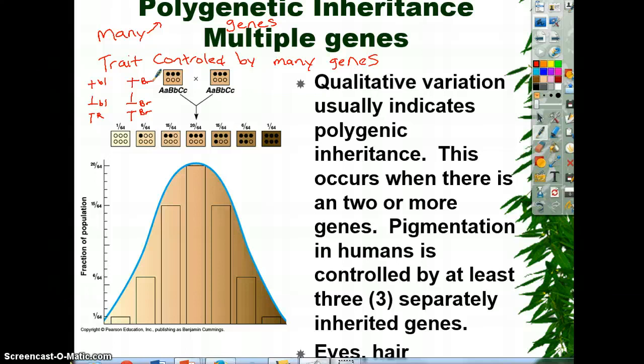So it gets very, very complicated because of multiple alleles and traits controlled by multiple genes, more than just one from mom and one from dad. Like I said, hair color is something like 3 or 4, and eye color is also something like 3 or 4 genes that control those.